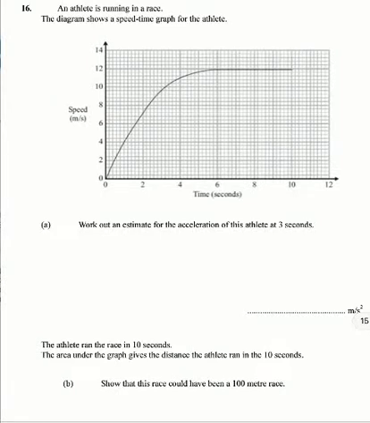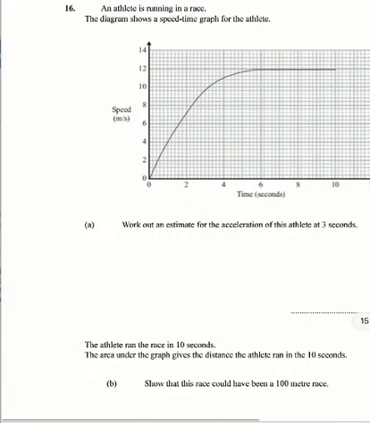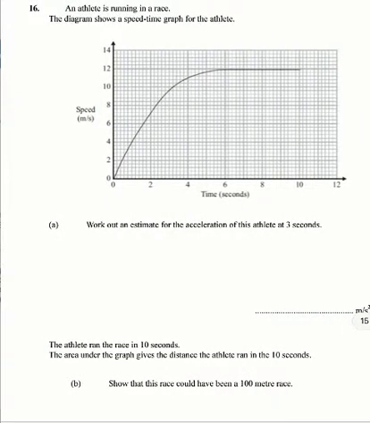Question 16. An athlete is running in a race. The diagram shows a speed time graph for the athlete. Work out an estimate for the acceleration of this athlete at 3 seconds. Now, the acceleration on a speed time graph is the gradient of the function.